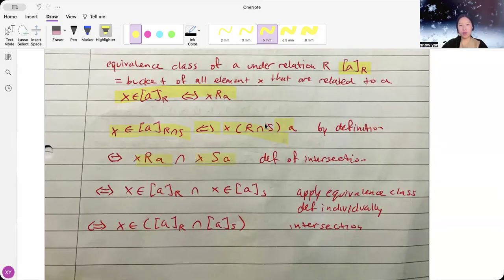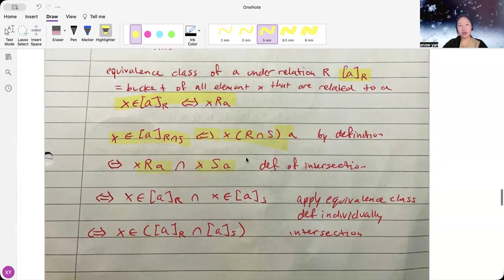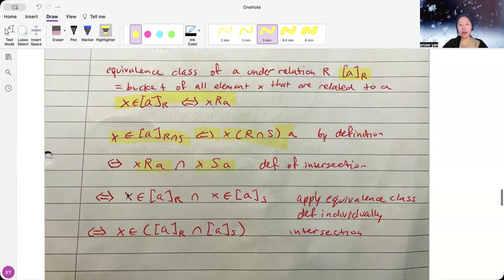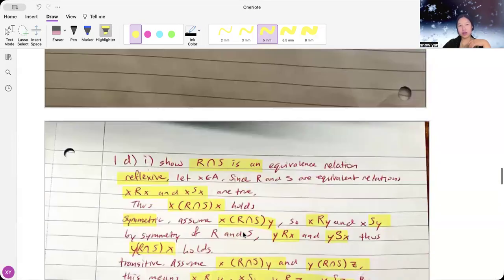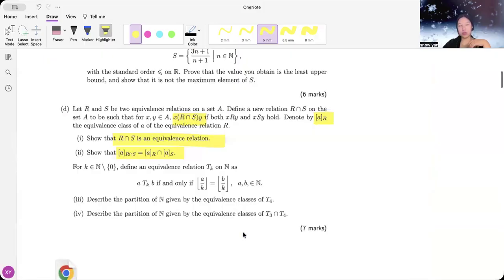we can just break it apart from the definition of the intersection, right? We did this so many times in the earlier parts. So then we can rewrite each one back individually into the form, right? XRA can be written as X is an element of the equivalence class of A under relation R, and the same for S. Hence when we combine it, since it's the same elements and there's this intersection, we can just combine the parts like this. So yeah, every step can be reasoned through.